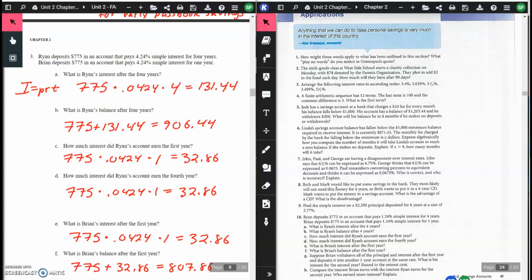Okay, so his interest after 4 years is $131.44. What is Ryan's balance after 4 years? Well, his initial deposit was $775 plus his interest of $131.44 gives you a new balance of $906.44.